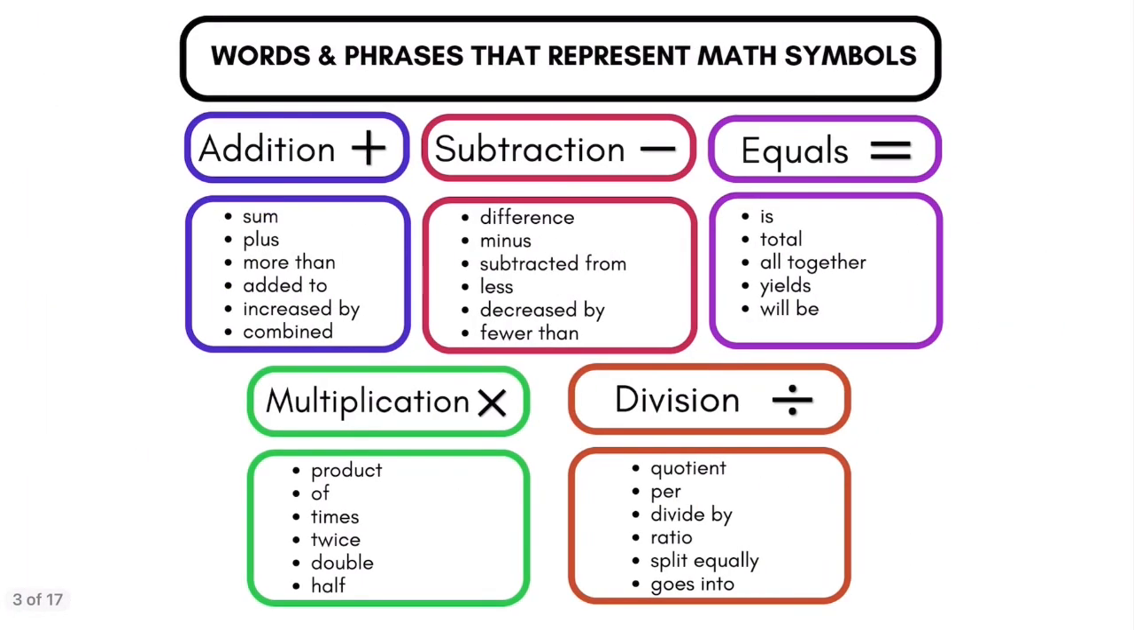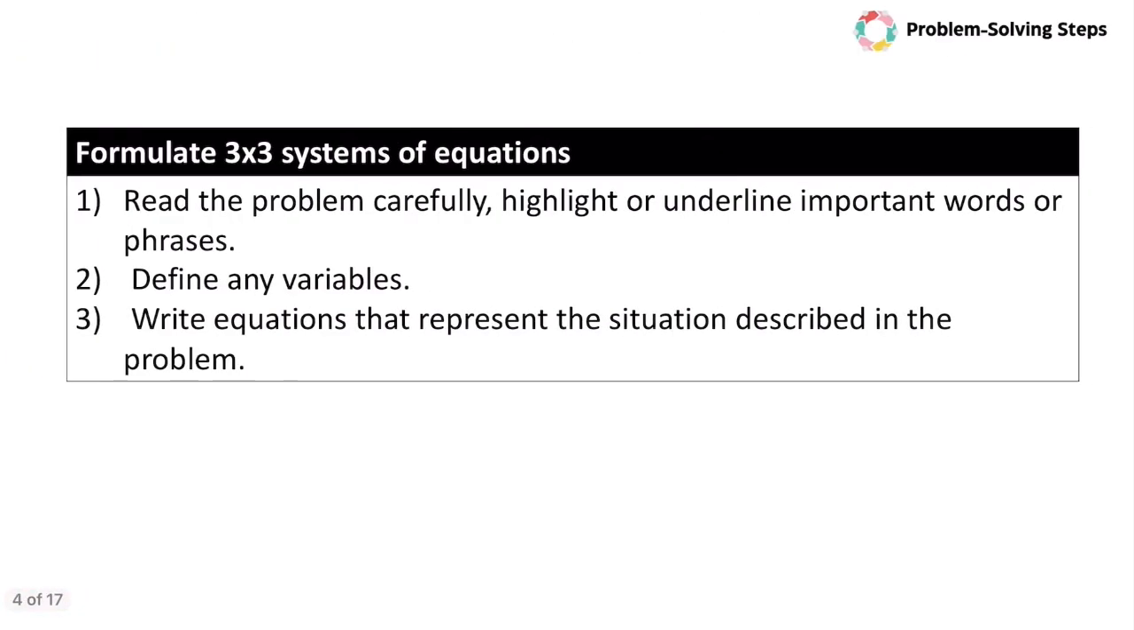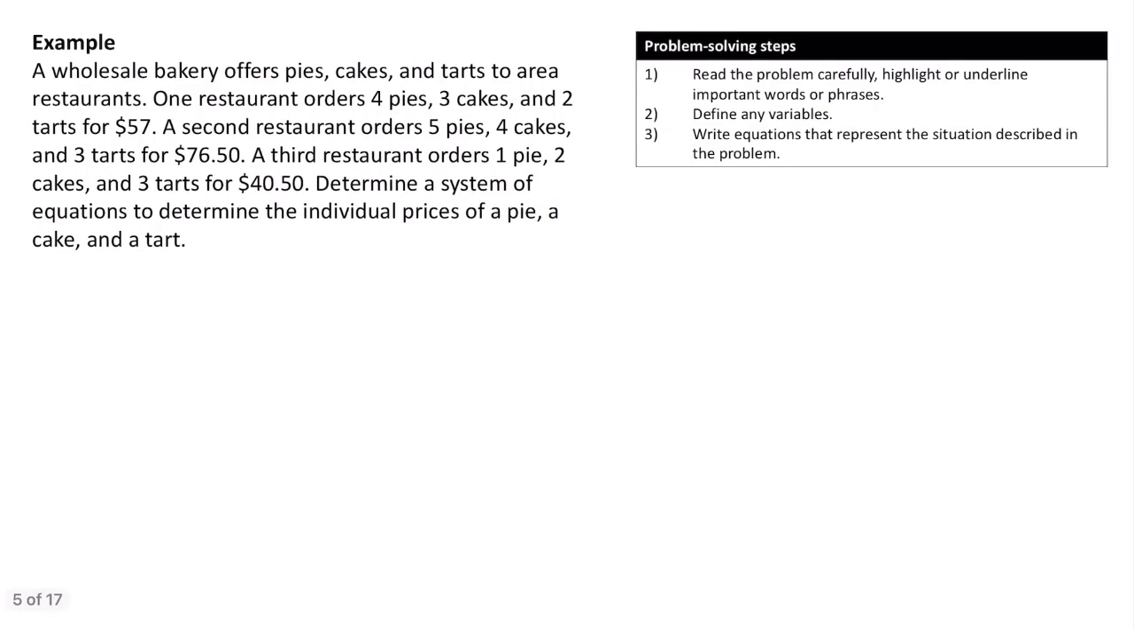So this chart that has the words and phrases that represent math symbols is going to be very useful to us, because whenever you see these words or phrases in your problem, you want to make sure to underline or circle them, because they're going to give you an idea of how to set up your equations. So what we're going to do today is start off by reading the problem carefully and looking for any important information. Then we're going to define our variables and write equations that represent the situation described in the problem. So let's look at this first example.